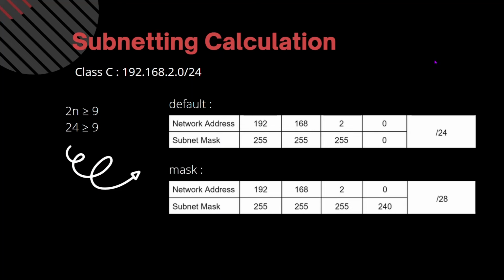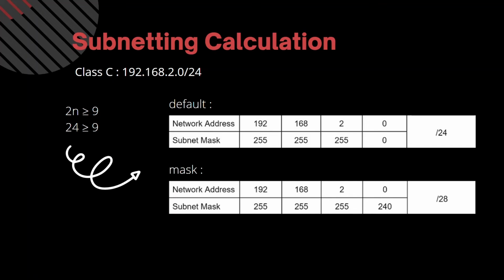Now, subnetting calculation. As you can see, the IP address we've chosen is 192.168.2.0, and it's a class C type. How we know this is because of our first octet. Following this, 2^n must be more than or equal to 9. Why 9? Because the UTEM center and 8 other faculties make up the 9. So 2 power 4 is more than 9. As you know, it's 16.